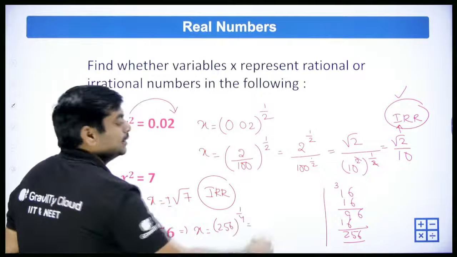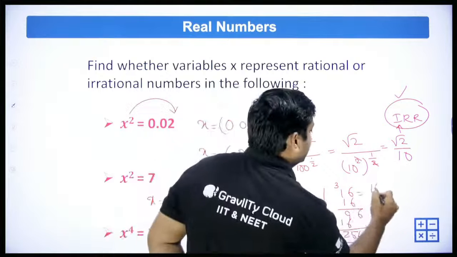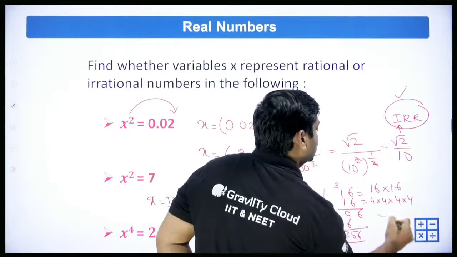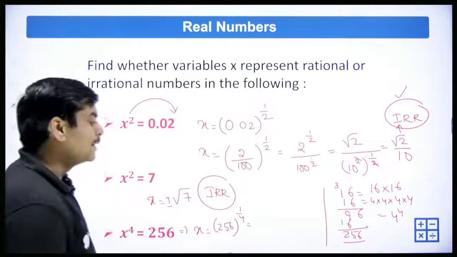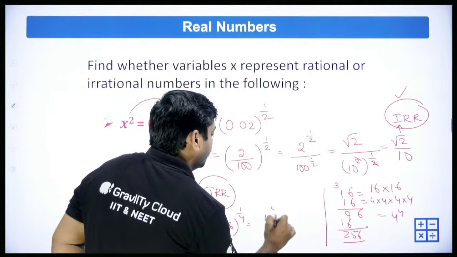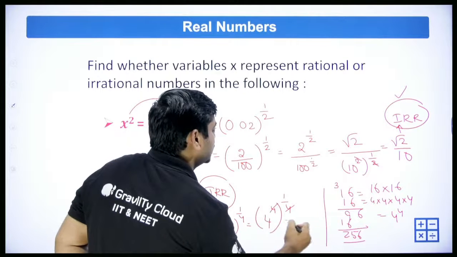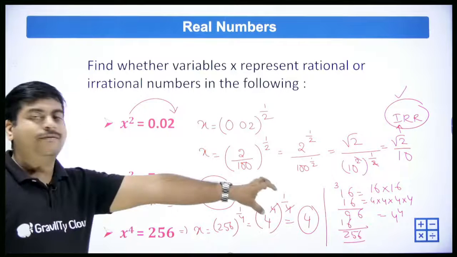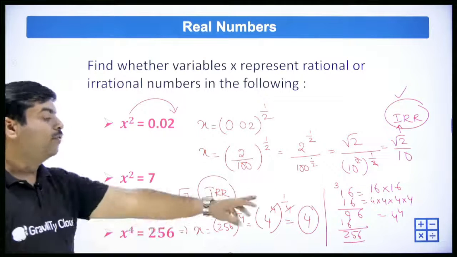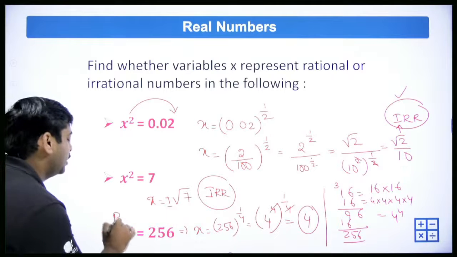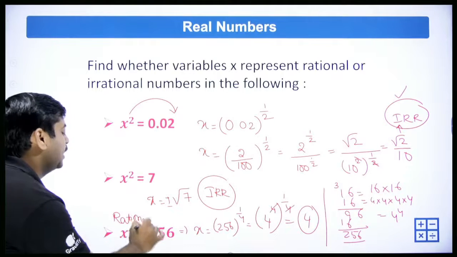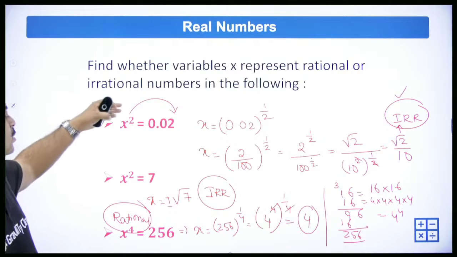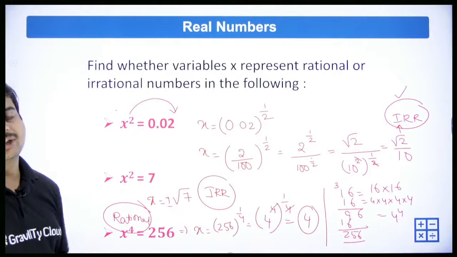256 we can write as 16 square. 16 into 16, or I'll write it as 4 into 4 into 4 into 4, which is 4 power 4. 4 power 4 whole power 1 by 4. So these two get cancelled and we'll get the answer as 4. x power 4 is equal to 256, where x is 4, which is a rational number. So here it is irrational, here it is irrational, but in the last case it is rational.